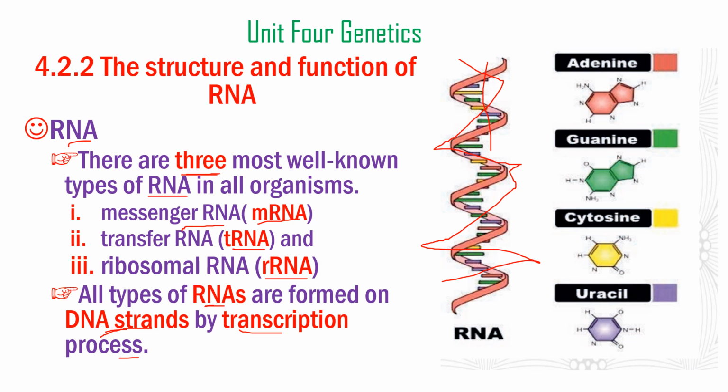For the nitrogenous bases, there is similarity between three types: adenine, guanine and cytosine are the same. Uracil is found only in RNA instead of thymine. In DNA there is thymine, whereas in RNA uracil is found in place of thymine. We have to record these points regarding RNA.